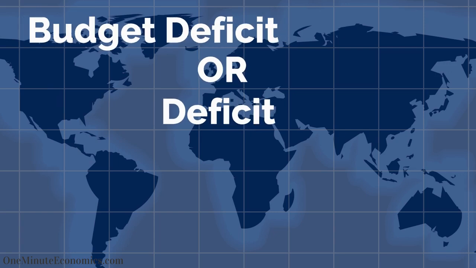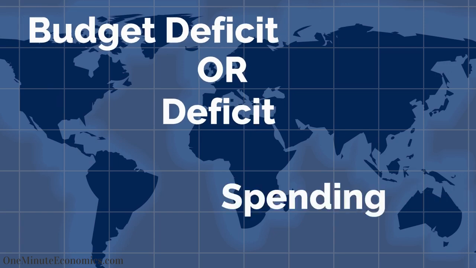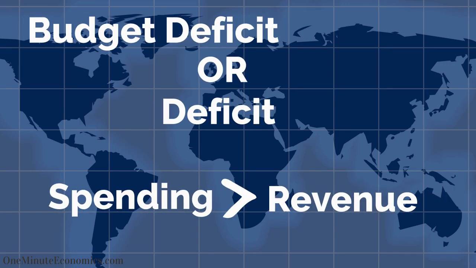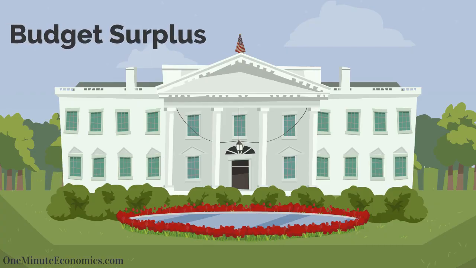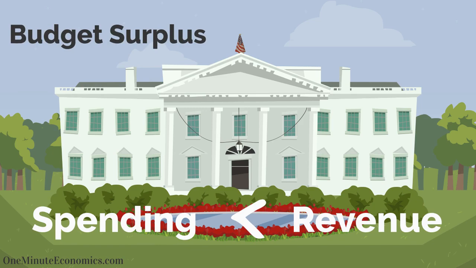A country has a budget deficit, or simply deficit, when it spends more than it receives from taxes and other forms of revenue. In the same way, we say it has a budget surplus if it, quote-unquote, saves money, or when expenses are lower than government revenue.